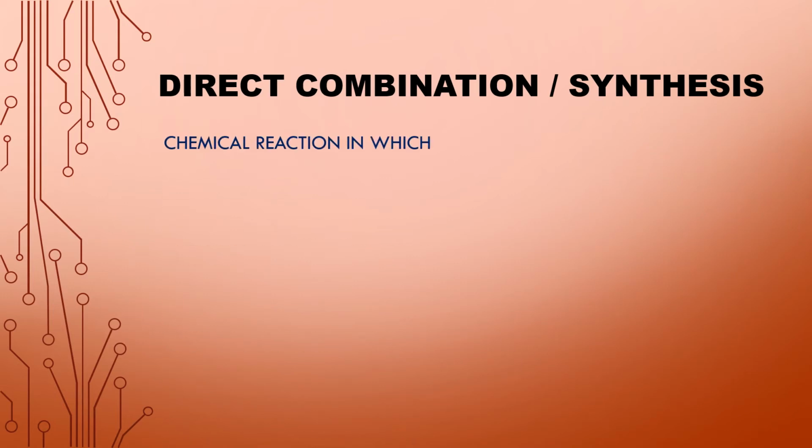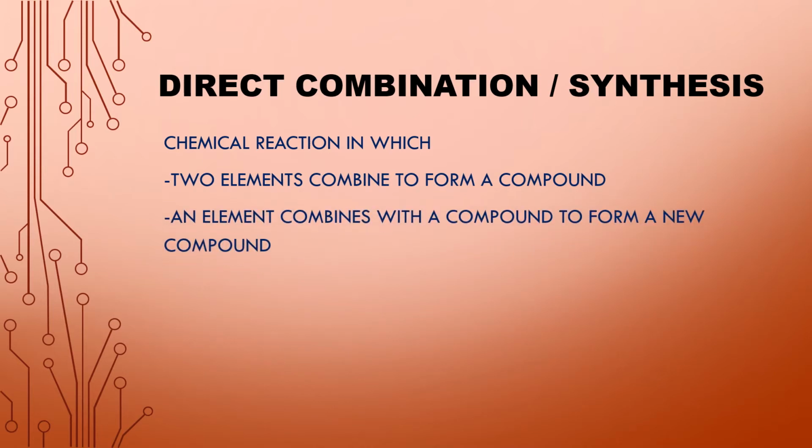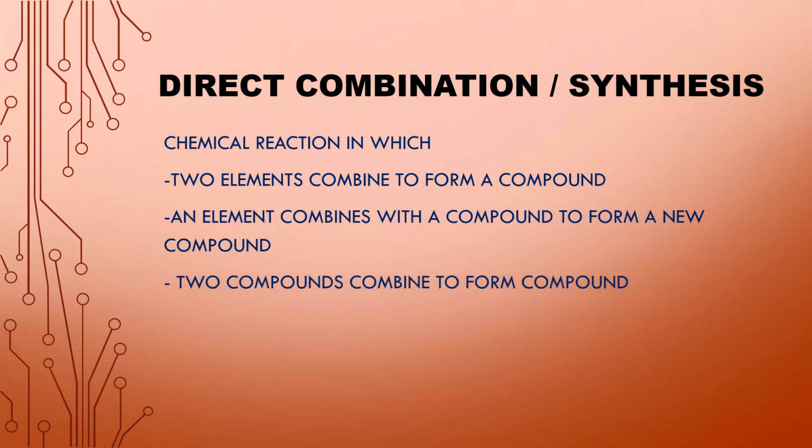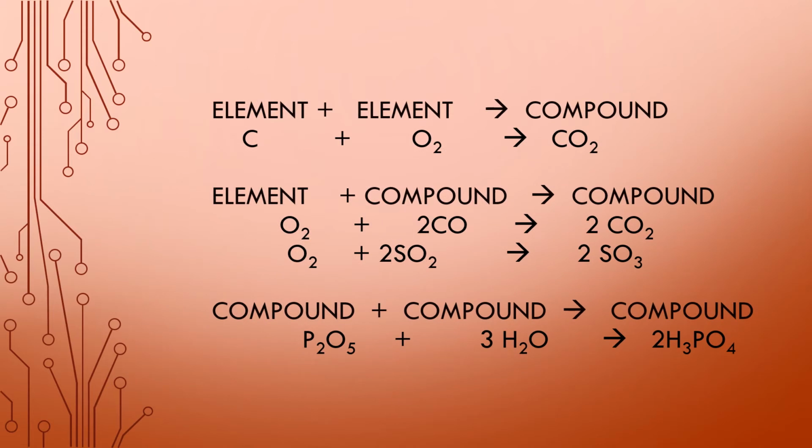This is a chemical reaction in which two elements combine to form a single compound, or one element combines with other compound to form a new compound, or two compounds combine to form a new compound. Examples: carbon combines with oxygen to form carbon dioxide. Here, one element combines with the other element to form a single compound, carbon dioxide.